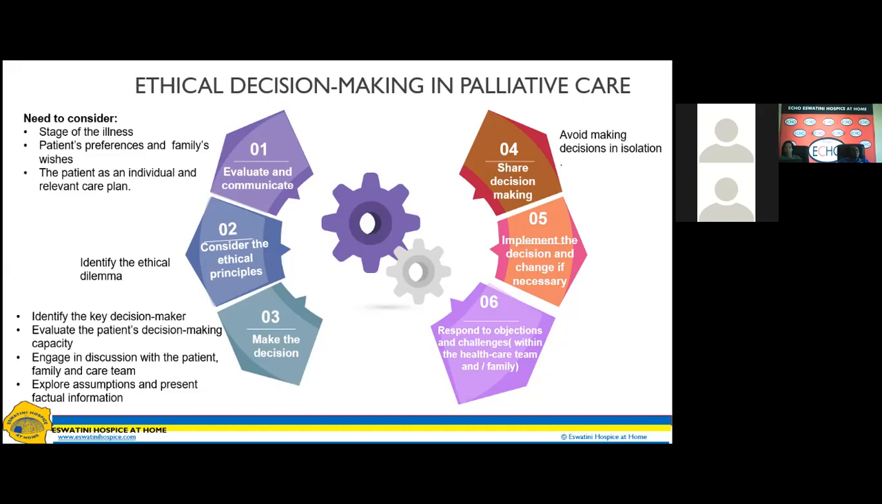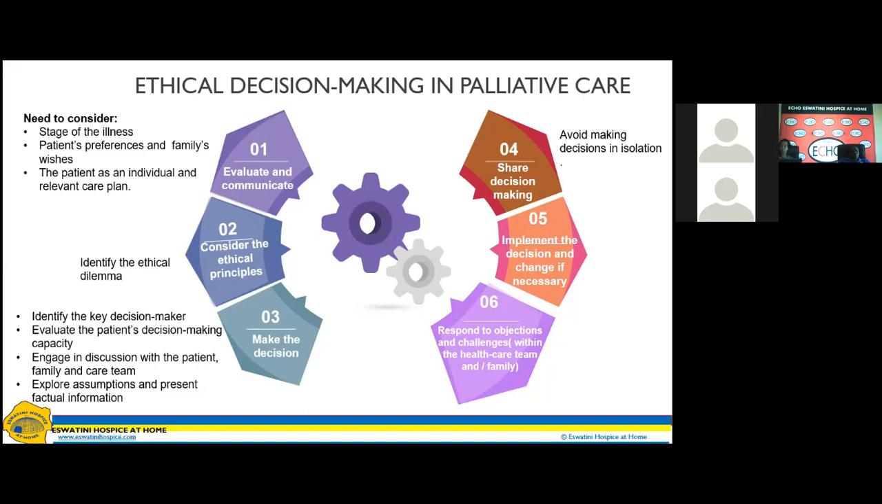Engage in discussion with the patient's family and care team. We should avoid assumptions and present factual information. We shouldn't deprive them of the factual information. Number 4, we have to share the decision making.